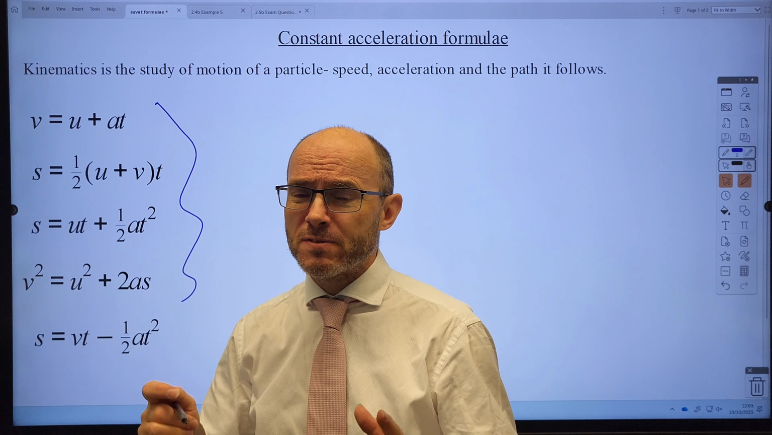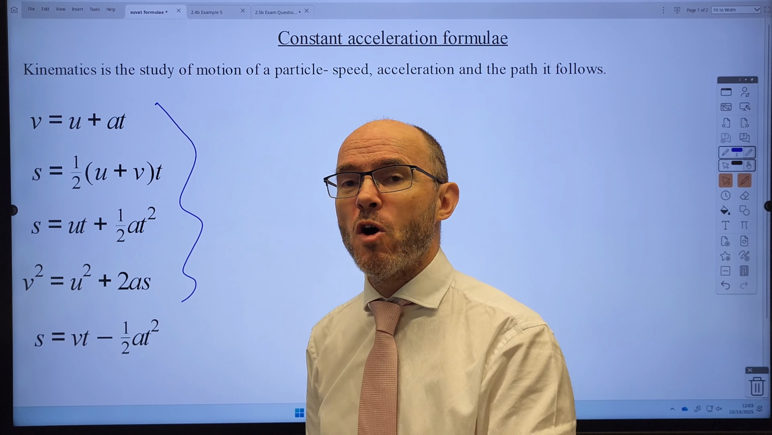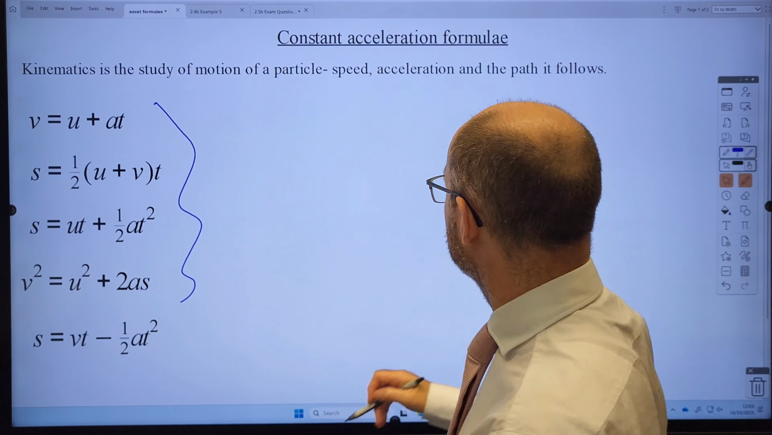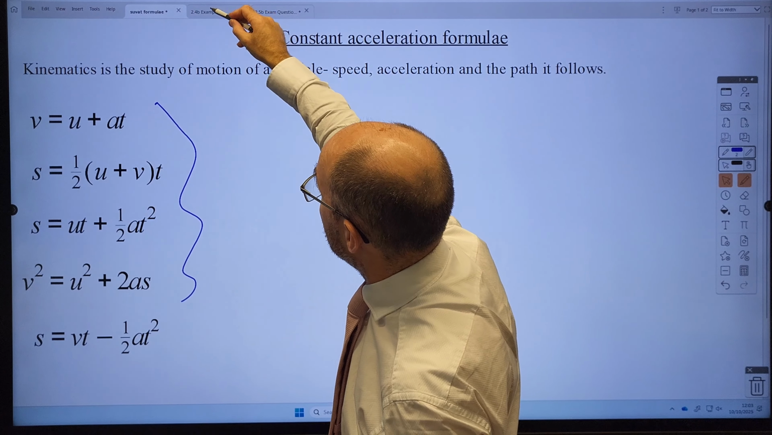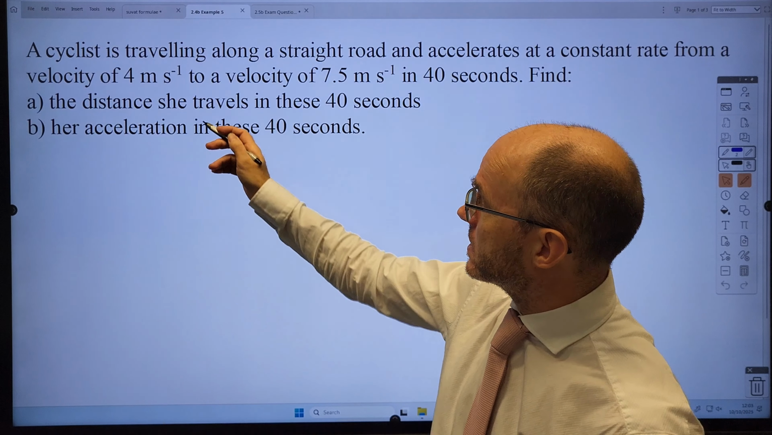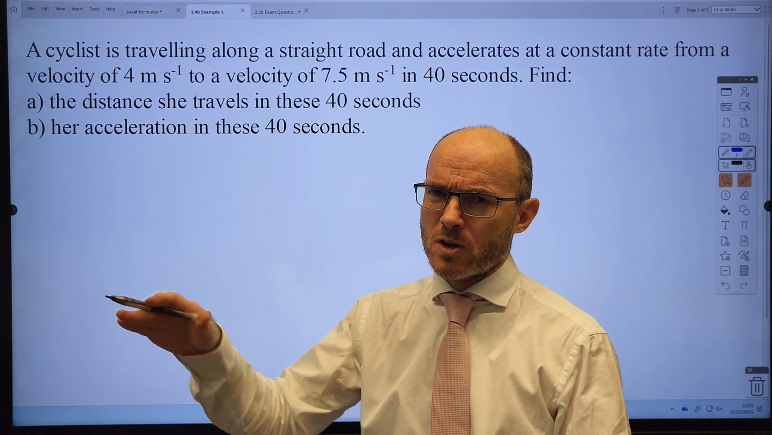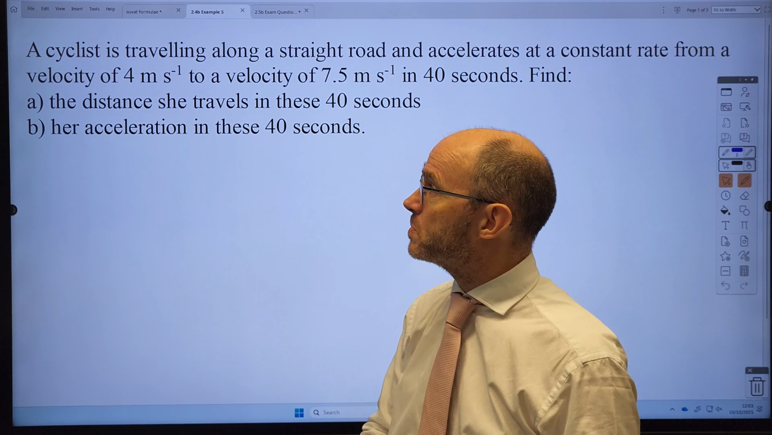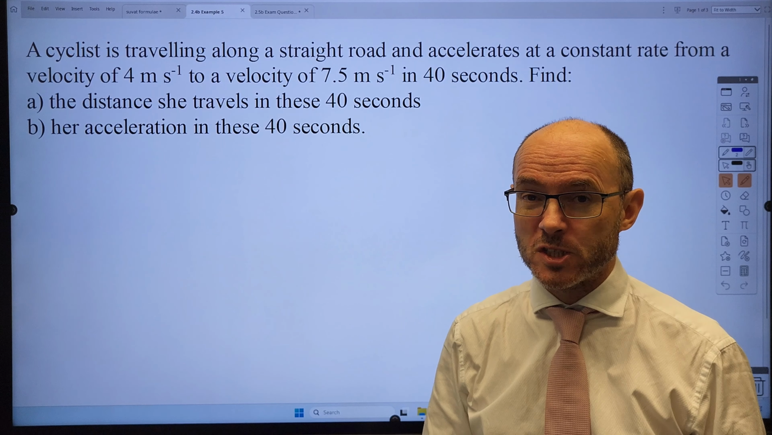So in this video, I'm going to show you how to use those for horizontal motion only. I'll do a separate one for vertical motion. So for horizontal motion only, here's an example. A cyclist is traveling on a straight road, so horizontal motion, and accelerates at a constant rate from a velocity of 4 meters per second to a velocity of 7.5 meters per second.